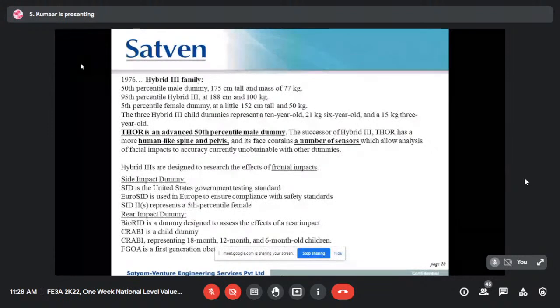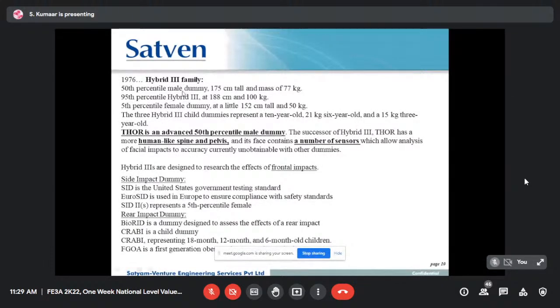But here in THOR, we can keep more sensors, more accelerometers and potentiometers, and they converted a few parts from rigid parts to flexible parts. So the response will be better than the Hybrid 3 family. Still, at present in the market, they are using the Hybrid 3 family and THOR models.